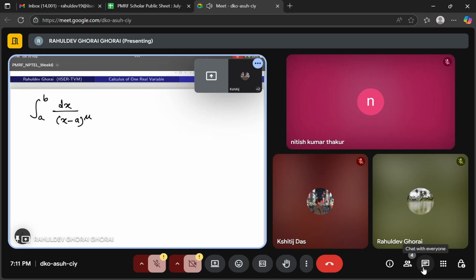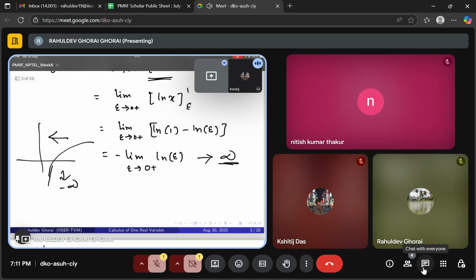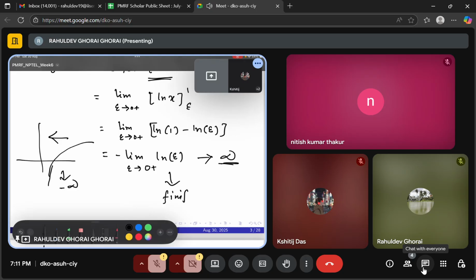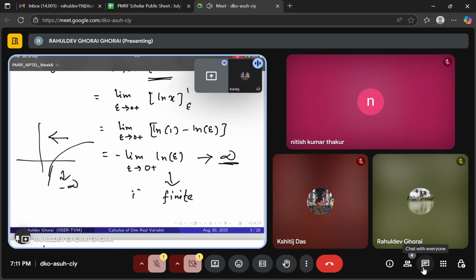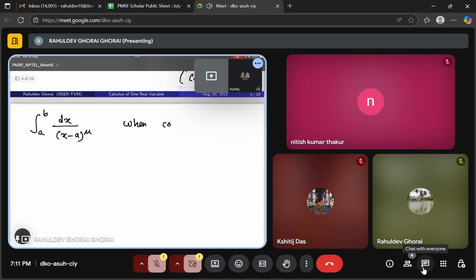Okay, dx over x minus 1 to the power mu, when is it convergent? Convergent in the sense that if the limit is finite, then we say it is convergent. It converges. In this case, it diverges. Okay, so the question is when is it convergent.